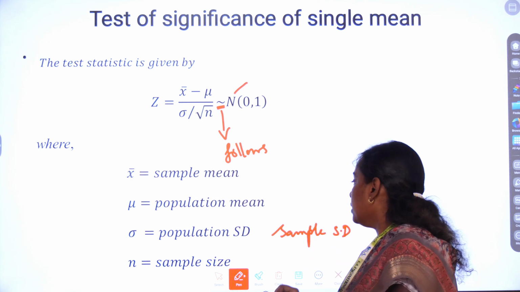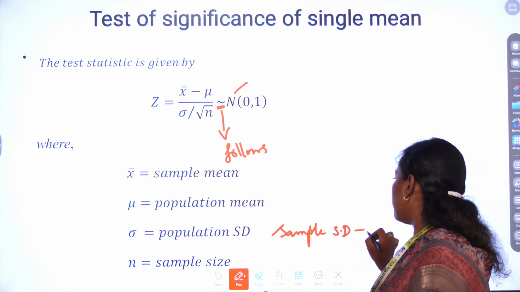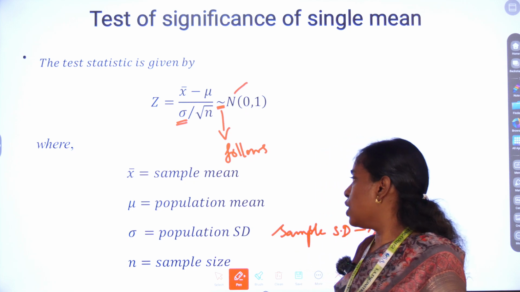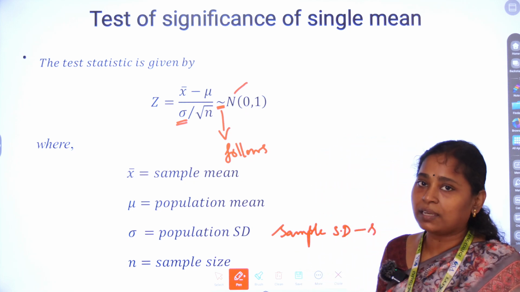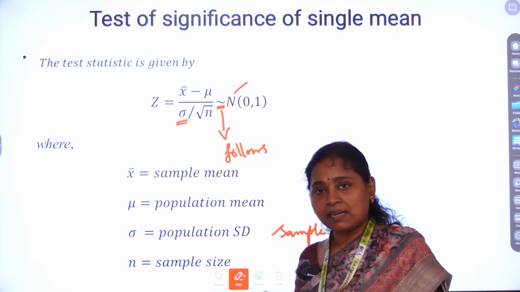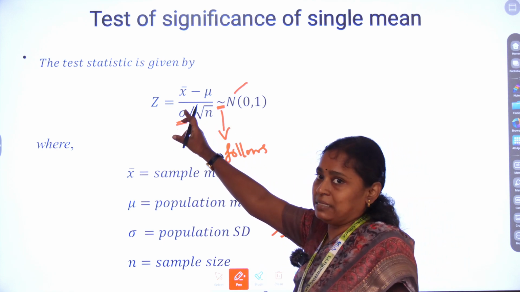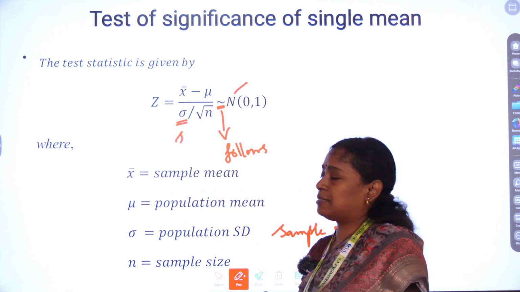Sample standard deviation, which is represented by S. So in the formula, in the place of sigma, suppose your population standard deviation is not given, instead of that sample standard deviation is given, you have to replace sigma by S.